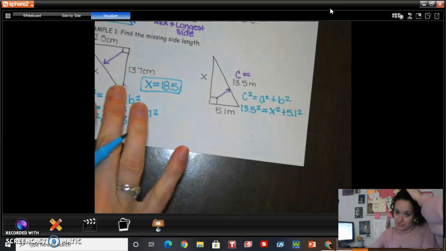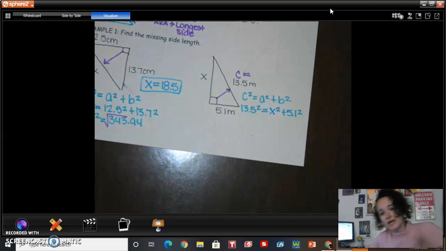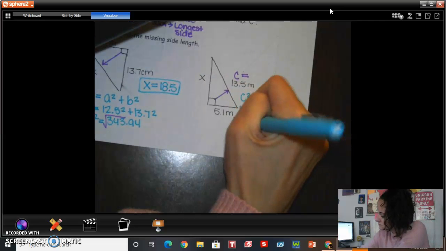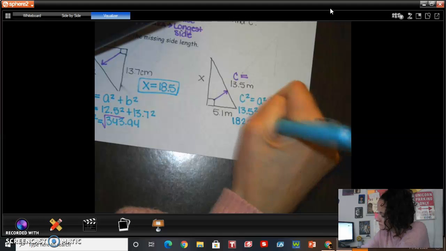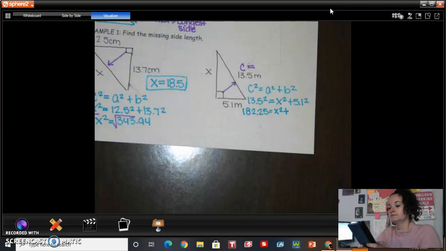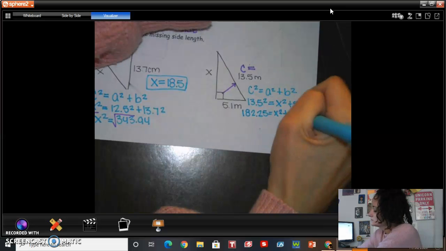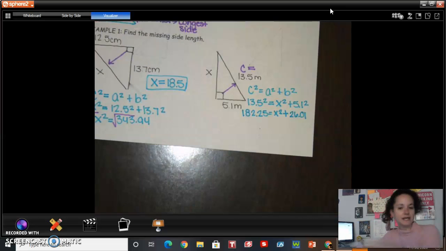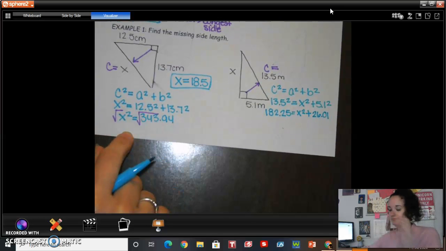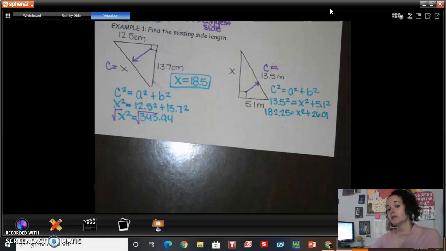Okay, now let's go ahead and square these. Again, use your calculator, please. So I'm going to go 13.5 squared. I get 182.25. And then I'm going to go 5.1 squared. I'm going to get 26.01. Now you're like, okay, well, after we did the squaring on the last one, we went ahead and square rooted. We're not doing that yet. We have to get the x squared by itself.